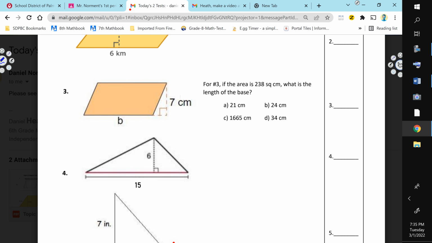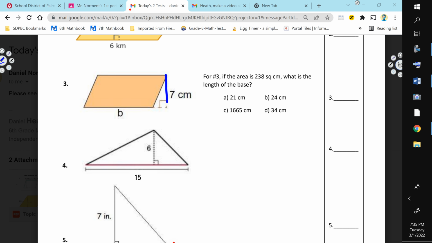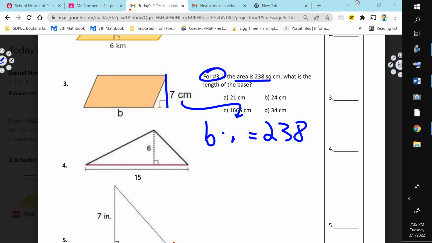Number three, we give you the height. You have to find the base, and with the area, remember, base times height is going to equal the area of a parallelogram. So in number three, they tell you the area is 238 square centimeters. So let me put that right there. The height is 7, so I'm going to replace that with a 7.